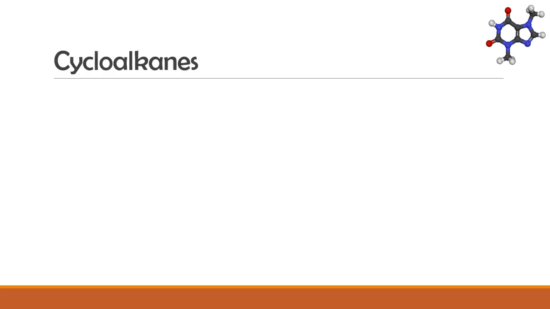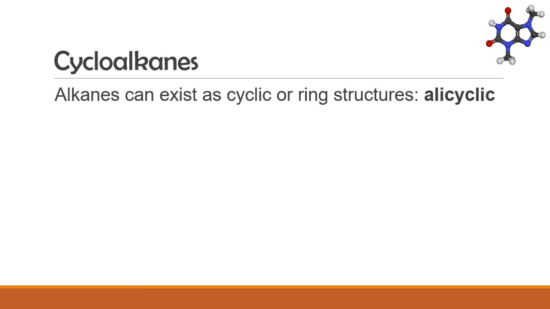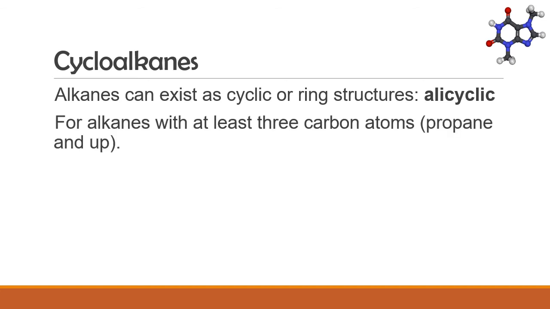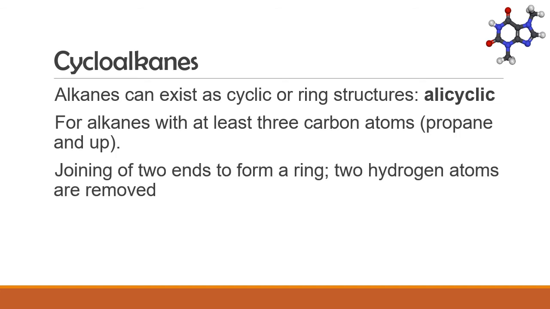Now let's go to a special group of alkanes called cycloalkanes. Alkanes do not just exist as straight-chain hydrocarbons. In some instances, they can form cyclic or ring structures called alicyclic structures. Cycloalkanes occur for alkanes with at least 3 carbon atoms. It involves the joining of the two ends of the straight chain to form a ring. In the process, 2 hydrogen atoms are removed. The general formula for cycloalkanes is CnH2n.